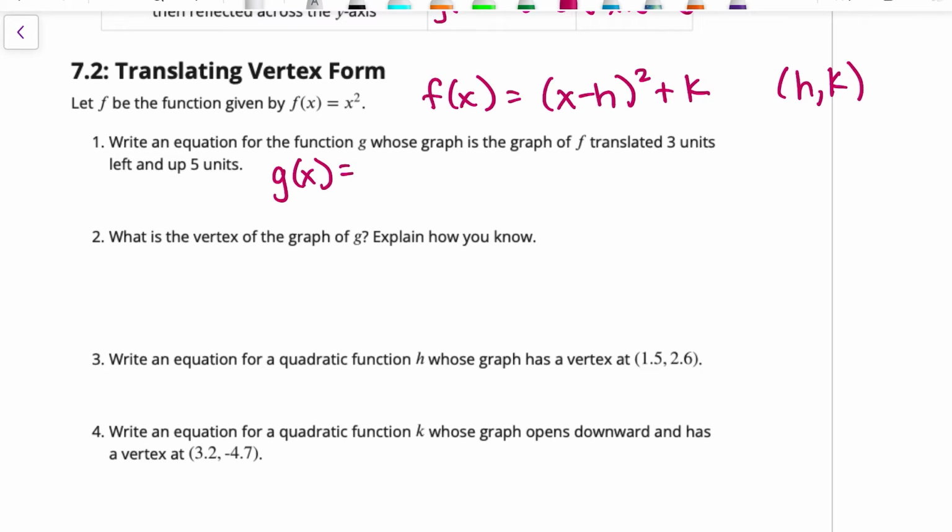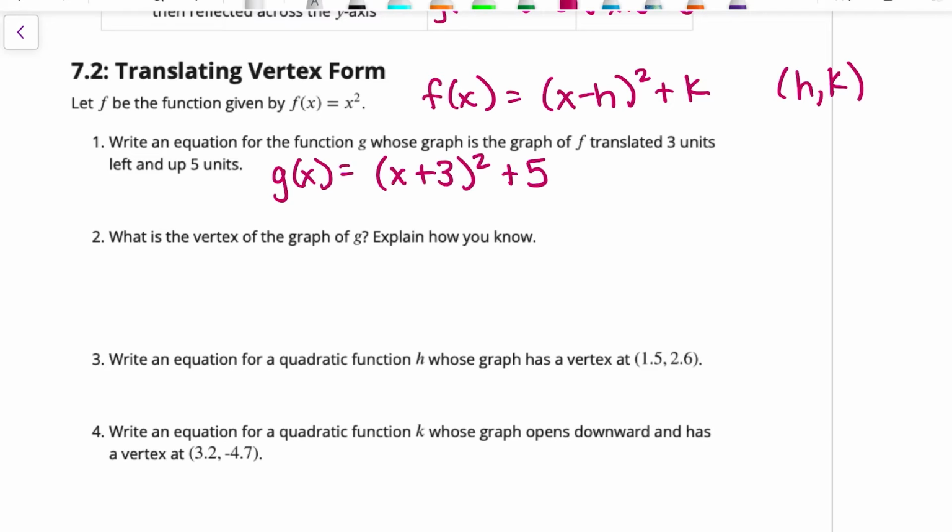Hopefully you remember that. So if we're translating to the left 3 units, that's going to make our h a negative 3. So it's x plus 3 because it's x minus a negative. And then we're going up 5 units, so we're going to add 5 to that. Hopefully you remember that from Algebra 1, where you're changing the vertex. And that's basically shifting the whole graph, in this case, left 3 units and up 5.